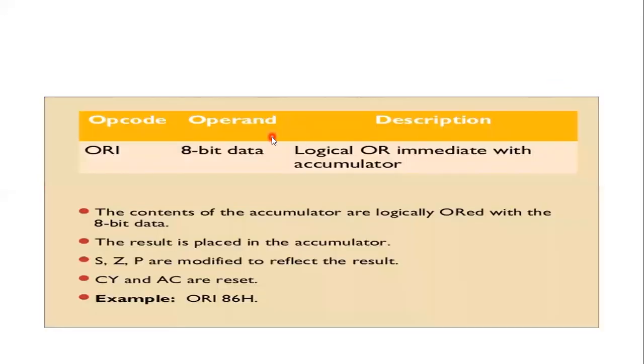So the next instruction here is ORI, that is the logical OR immediate with the accumulator. The opcode is ORI, and the operand is 8-bit data. The content of the accumulator is logically ORed with the 8-bit data, and the result is placed in the accumulator, and the flags S, Z, P are modified to reflect the result, and the flags CY and AC are reset. So, example: ORI 86.